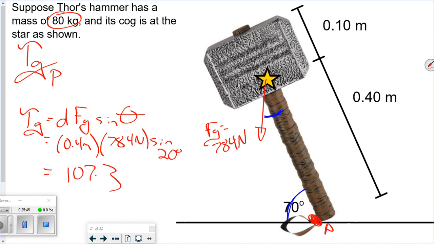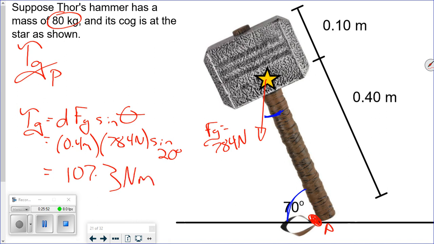107.3. Sorry about that. So 107.3 newton meters. And then obviously you could use any of the other methods. If I was going to do it not using this equation, I'd probably use option 3, where I would say, here's my lever arm, but just this much of it is perpendicular. So my perpendicular lever arm would be 0.4 times the cosine of 70, which is the same as the sine of 20. So there we go.